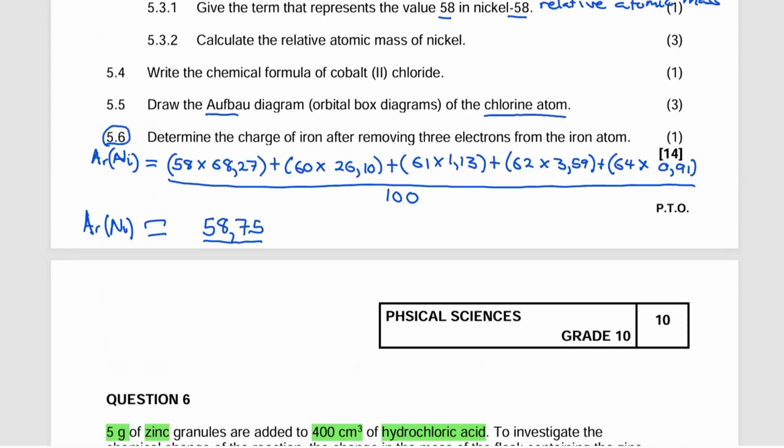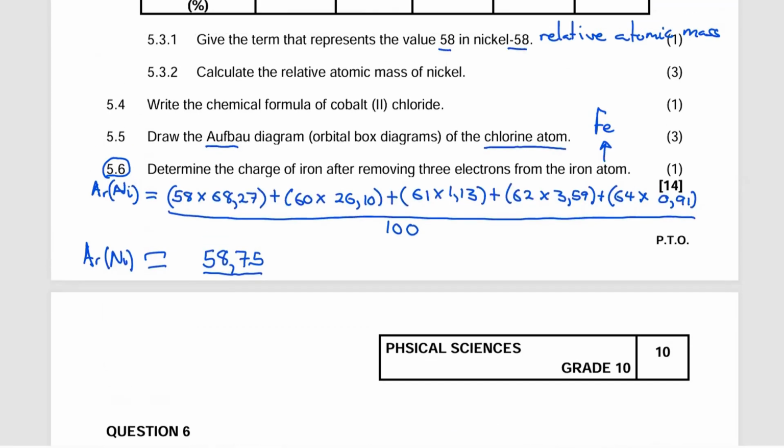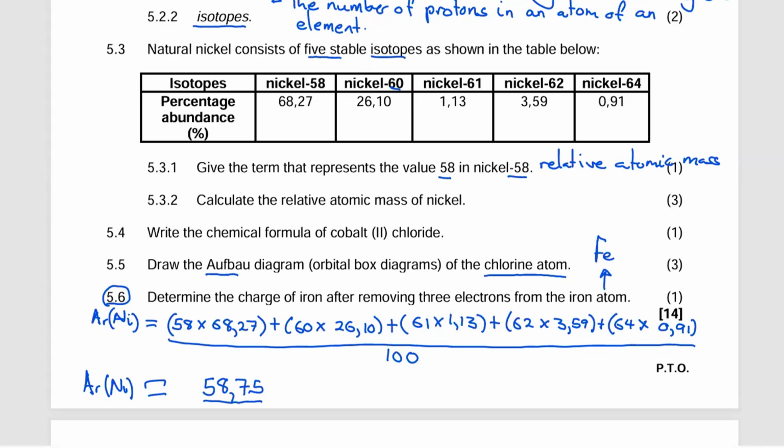5.6 there reads, determine the charge of the ion after removing 3 electrons from the iron atom, right? Okay, so our ion there is our Fe. If we were to remove 3 electrons, it means at the end of the day it's going to have an extra 3 protons, right? So it's going to be Fe3+, that's our final answer for 5.6.